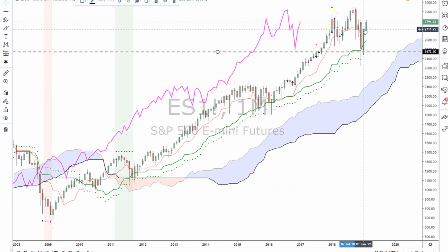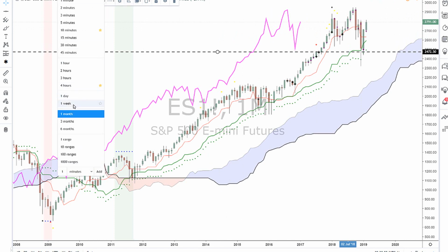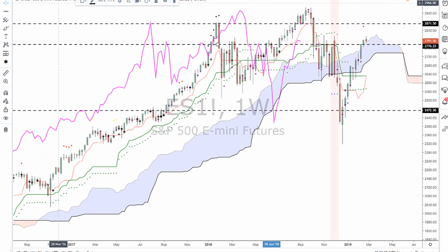Okay, so we've been going up, and now the critical level is where are we going. So let's go to the weekly time frame. Here's a weekly time frame, and you can see it's very, very ugly. We had a resistance here which we broke last week, which was around 27.76, and then we kind of confirmed it the following week.